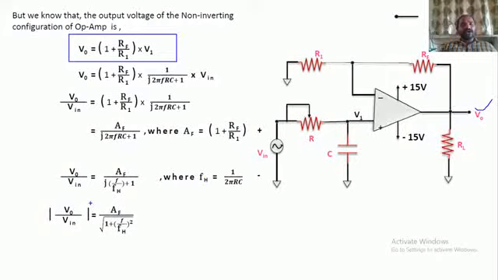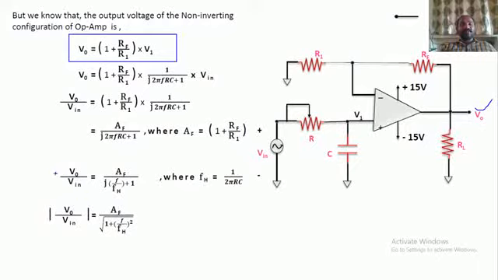Now we have V0 by Vin equals AF by j of F by FH plus 1. I'm not interested in seeing the gain of the circuit in terms of the imaginary factor. So what I'm doing is replacing this term, because I would like to get the information in gain format. I'm not interested in the imaginary term, so I'm applying the modulus to this equation.